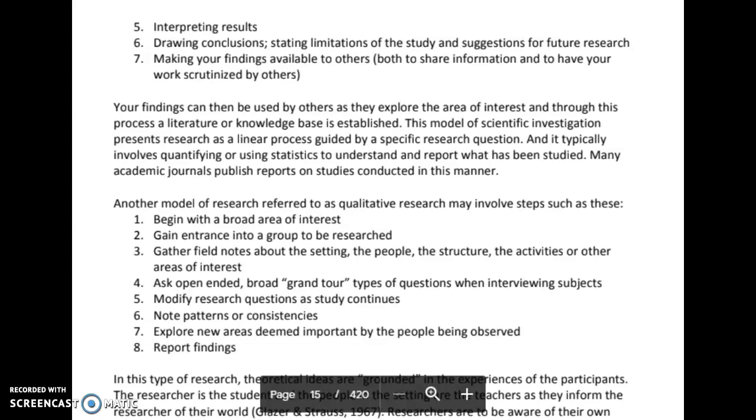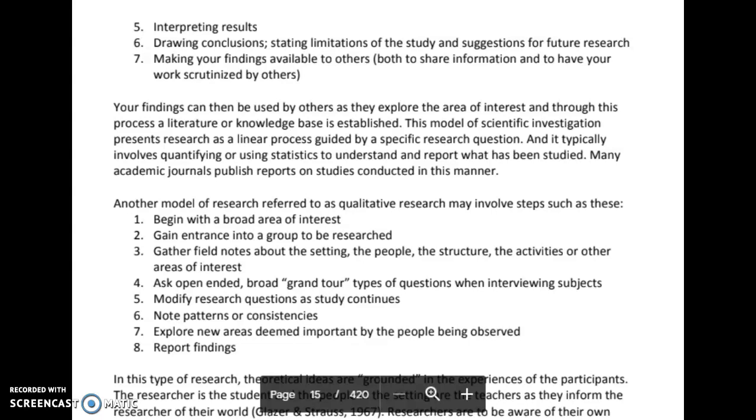So when it is more quantitative, most people can take your findings and apply them to their own study or research as well. So it's a very linear, straightforward process.